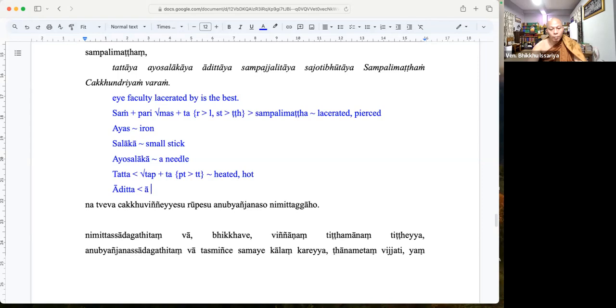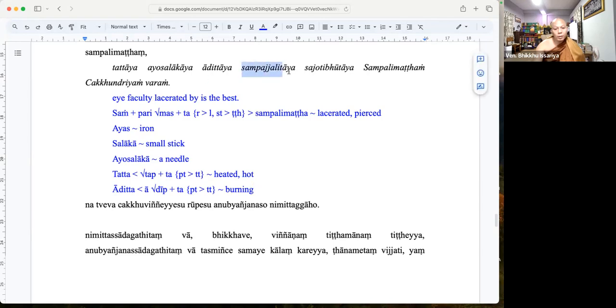So a is a prefix, and the root is deep. And the da here also, pada, becomes deep, or not deep. So band, or banning. Okay.